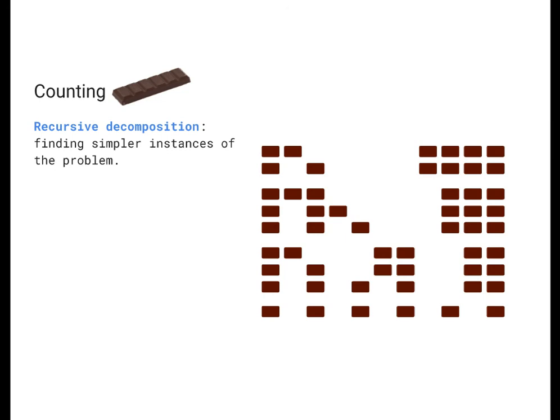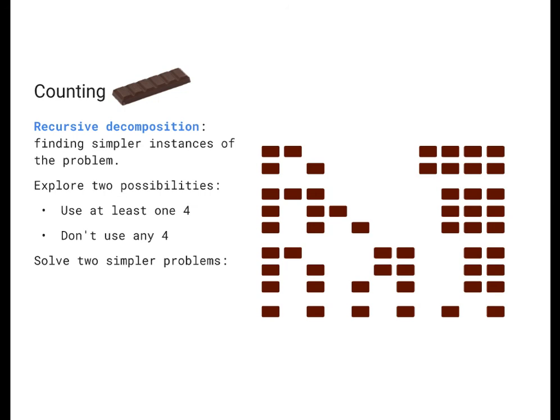And so the strategy for tree recursion in general is to explore 2 possibilities. We want to try using at least one 4, as on the right-hand side, the upper right-hand corner, or I could not use the 4. And so I end up trying to solve 2 simpler problems. I showed you earlier that I solved one problem by saying, if I use the 4, then I should just solve 2 more.